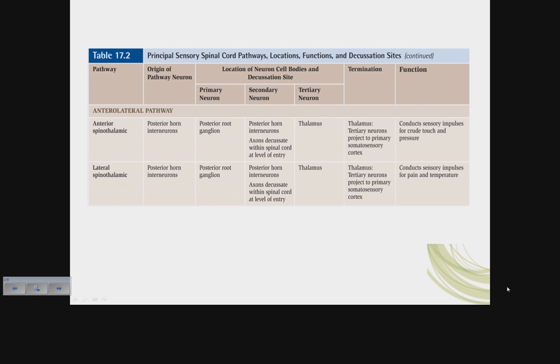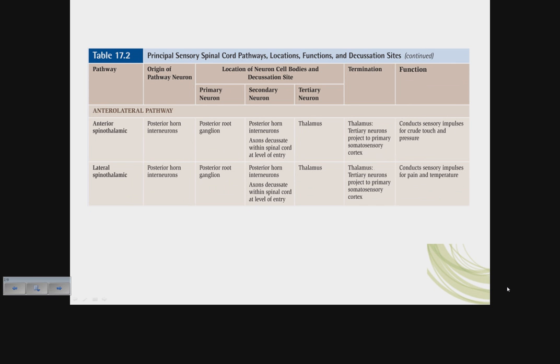And the second neuronal cell body, the axon from it will immediately decussate, cross over to the opposite side, again contralateral, but this crossing over occurs much, much earlier, meaning more inferior on the spinal cord than the posterior funiculus medial lemniscal pathway that we saw in the previous segment. The third order neuron, or tertiary neuron, is found in the thalamus, and it's going to project onto the primary somatosensory cortex.